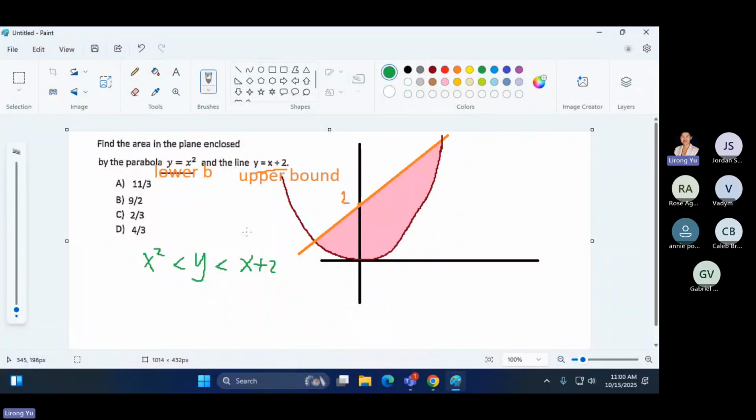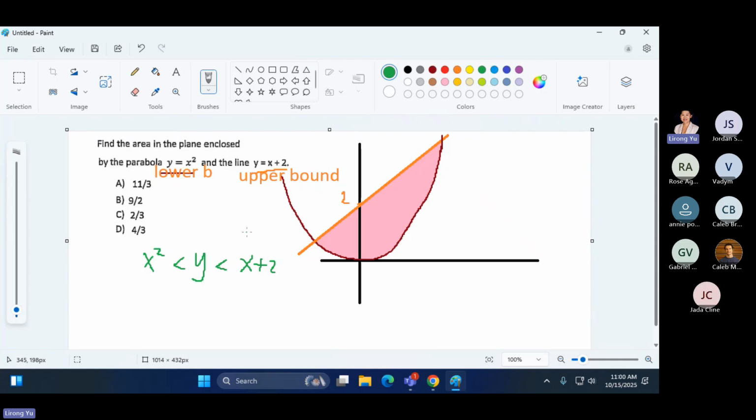On the other hand, for any region, you want to have the lower bound, upper bound, left boundary, and right boundary. In this case, the upper and lower boundaries can be determined using the equations of the boundary, and then you find the left and right. For example, what exactly is this point as far as the x value, and what is the boundary of this x value? Basically, we need to find intersection points.